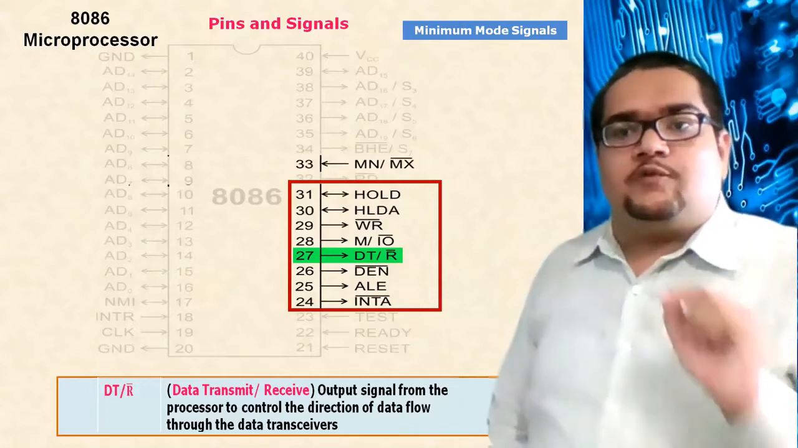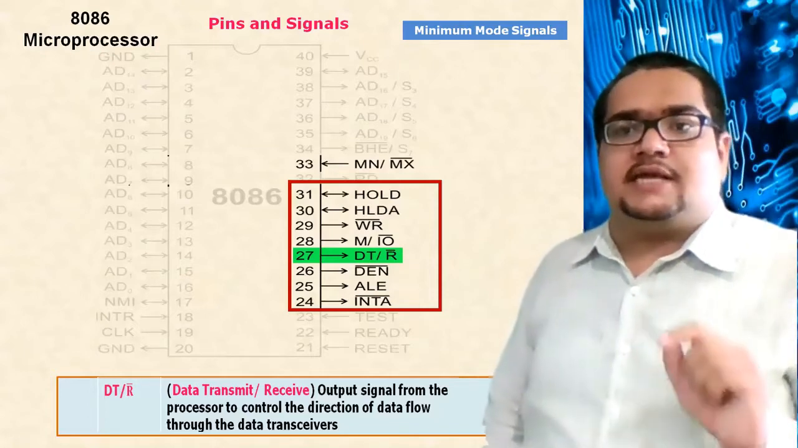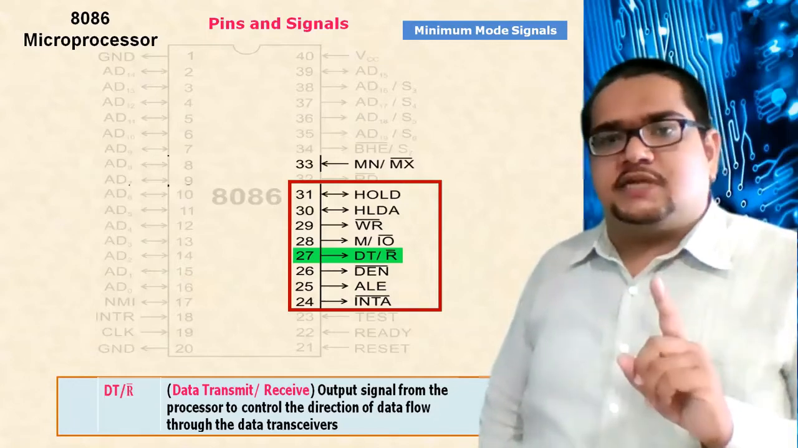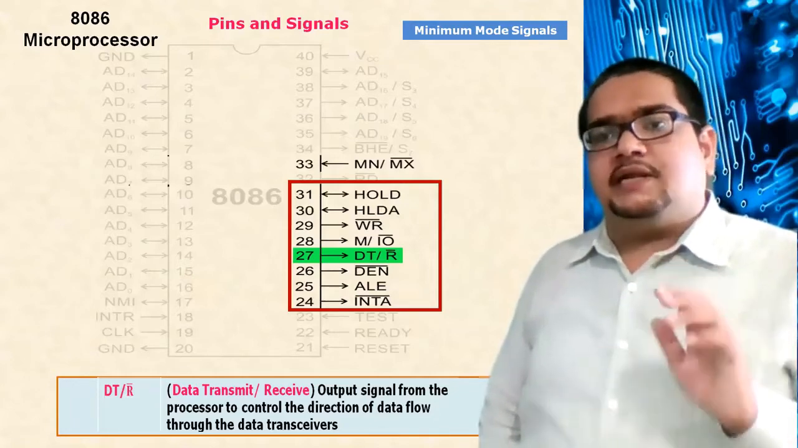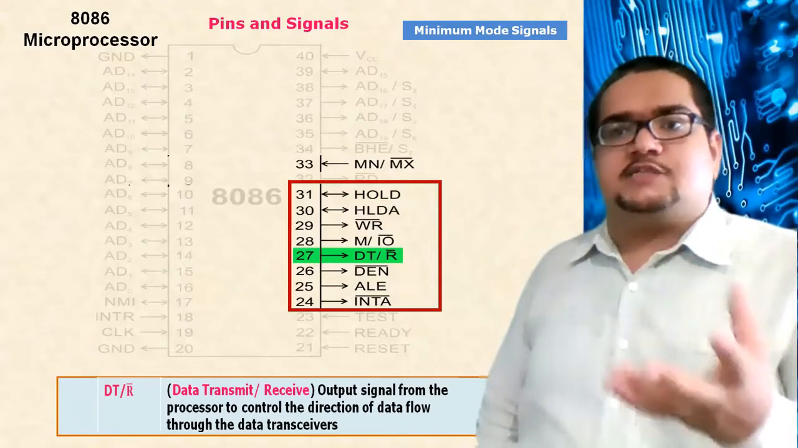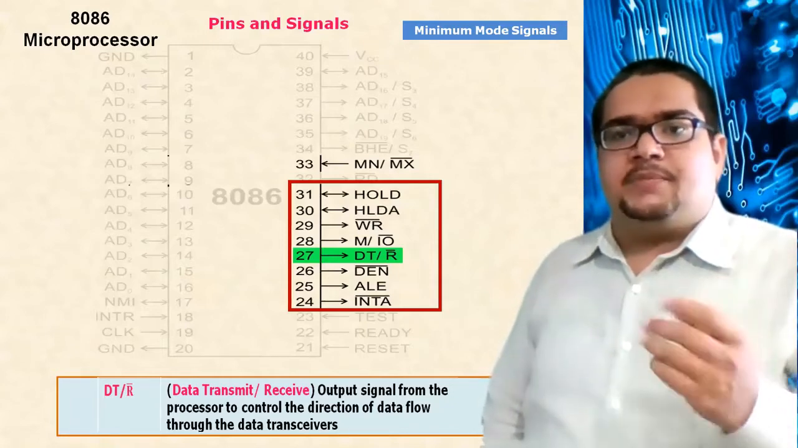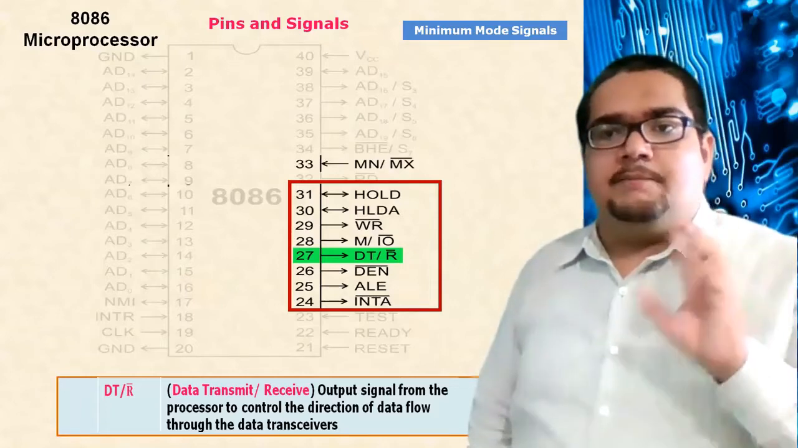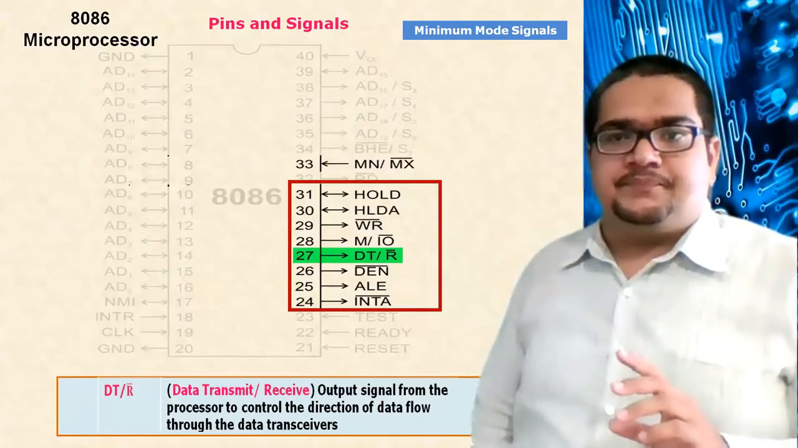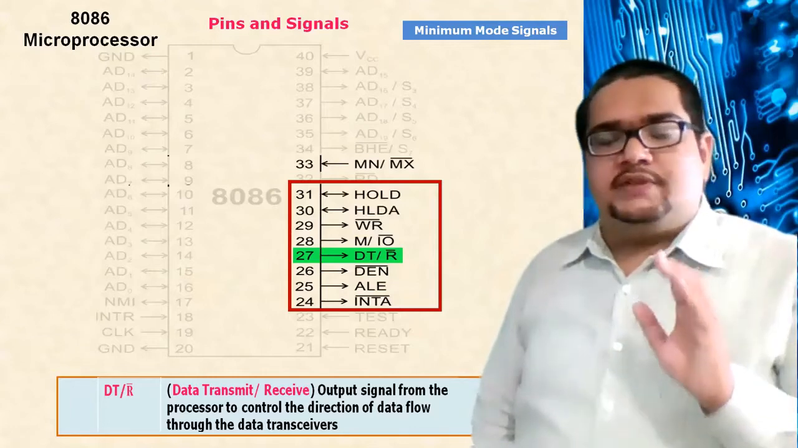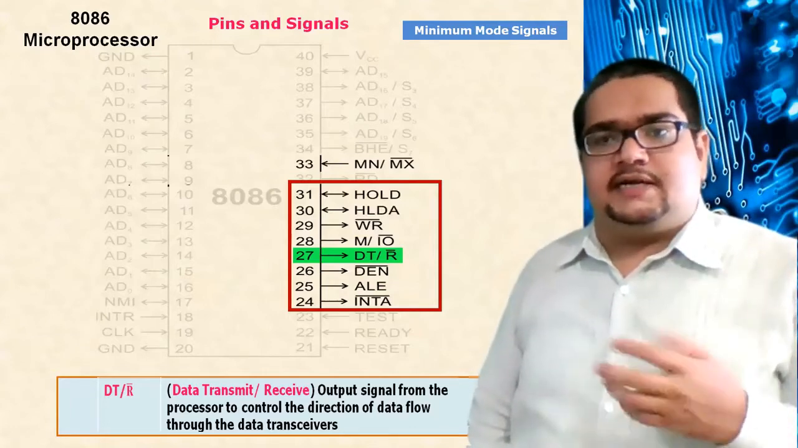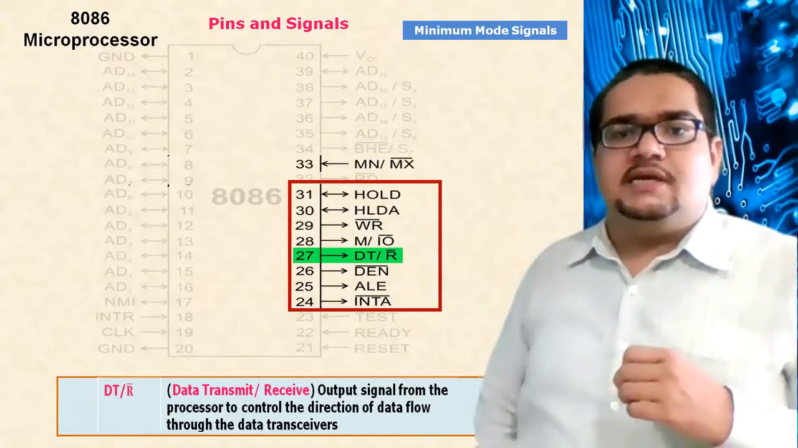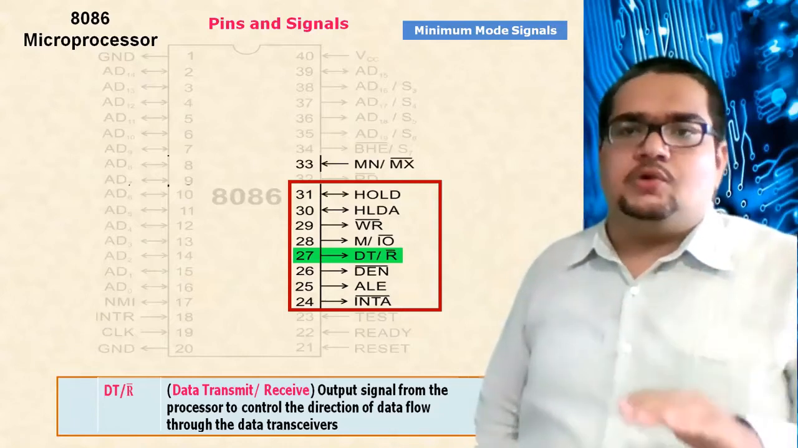To indicate the direction in which the data is flowing, this signal is used by the processor. The processor will make this signal high to indicate that the processor itself is transmitting, giving the data. Whether that data is given to memory or IO is handled by pin number 28, which we saw earlier. Whenever the processor is receiving data, getting it from either memory or the input devices, this signal will be made low.